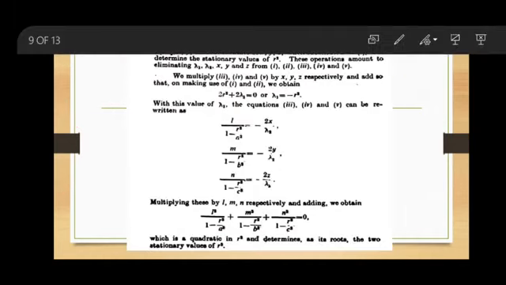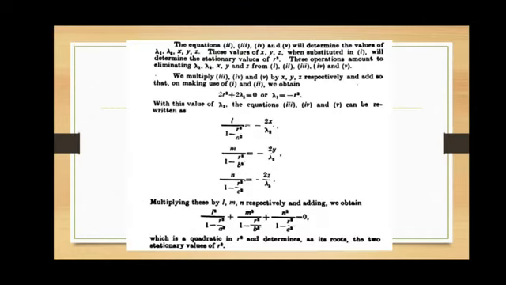So we get here l by 1 minus r square by a square is equal to minus 2x by lambda 2, m by 1 minus r square by b square is equal to minus 2y by lambda 2, and n by 1 minus r square by c square is equal to minus 2z by lambda 2.